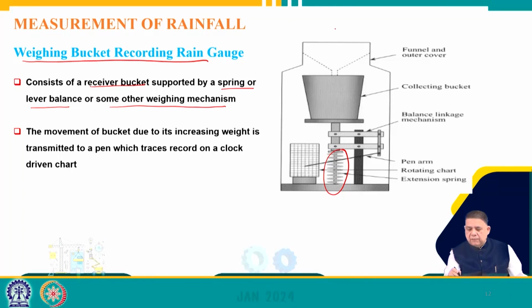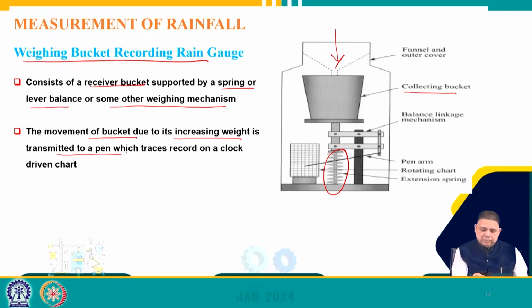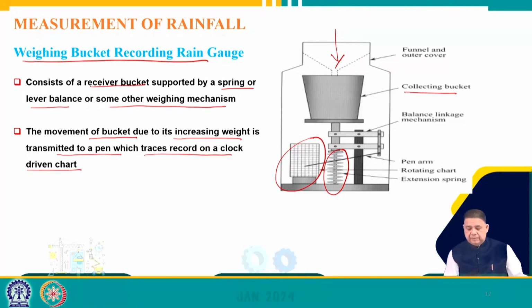When rainfall occurs, obviously the weight of this collecting bucket goes up, and that presses this spring, and this movement of the bucket due to increasing weight is transmitted to a pen, which traces a record on a clock driven chart. The clock driven chart mechanism is very similar to the siphon type, but there is no siphoning in this case. So, it just keeps on recording. Obviously, from that perspective, it has a limited capacity of measurement.